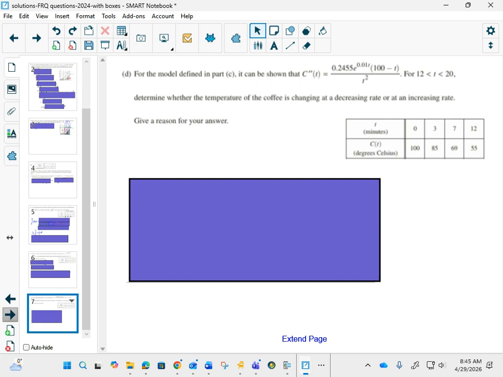So in the model in part C, they give us the second derivative from 12 to 20. Determine whether the temperature of the coffee is changing at a decreasing rate or an increasing rate. We're not trying to figure out if the temperature is decreasing or increasing. We're trying to figure out if the rate of the temperature is increasing or decreasing. Reading these questions carefully sometimes requires reading them 2 or 3 times: what are they asking for?